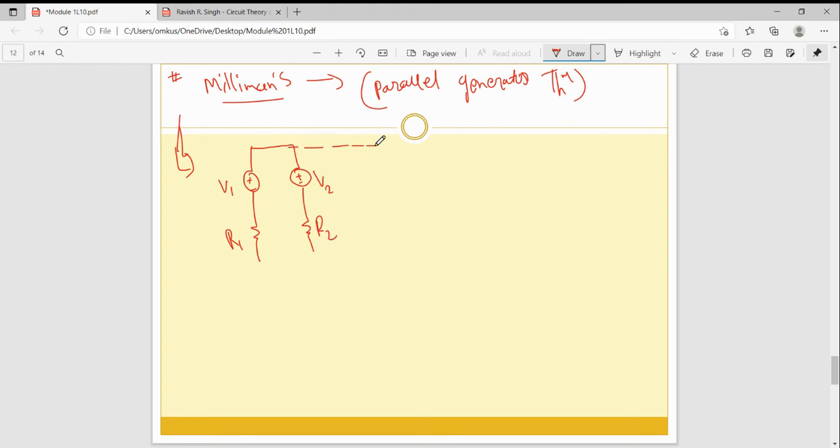So all the generators are connected in parallel. Let there be a total of n generators with voltages Vn, and n internal resistances. You can observe this network as a single network, like Thevenin's theorem, but the formula is different here. Now you are able to redraw this circuit into a single network form.